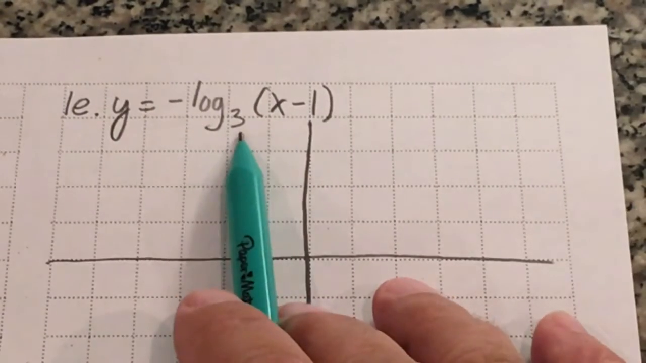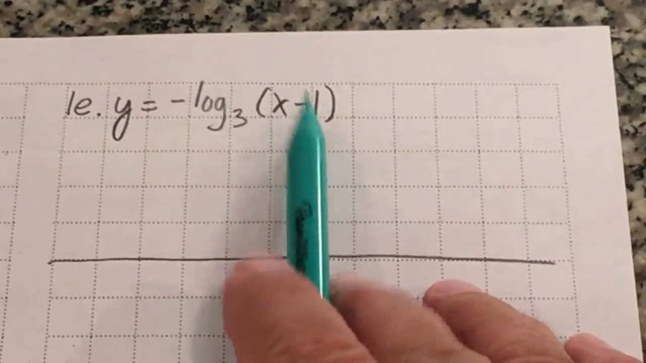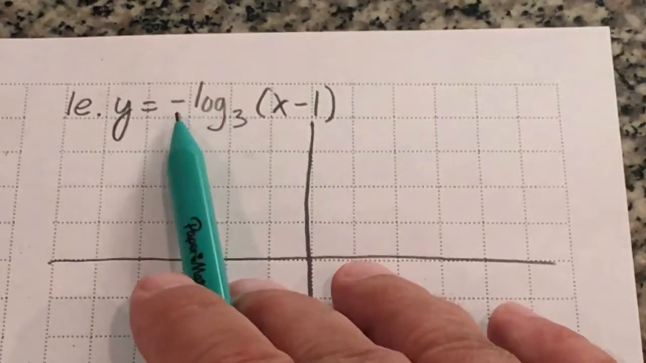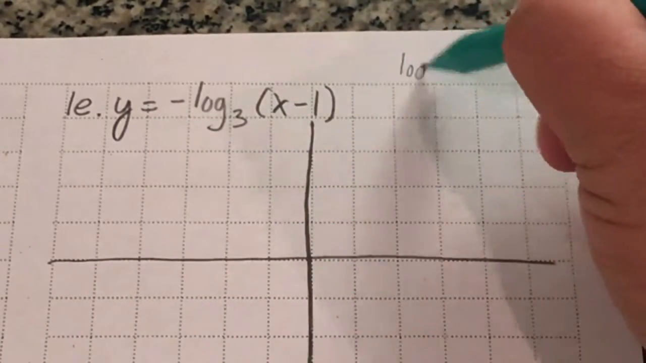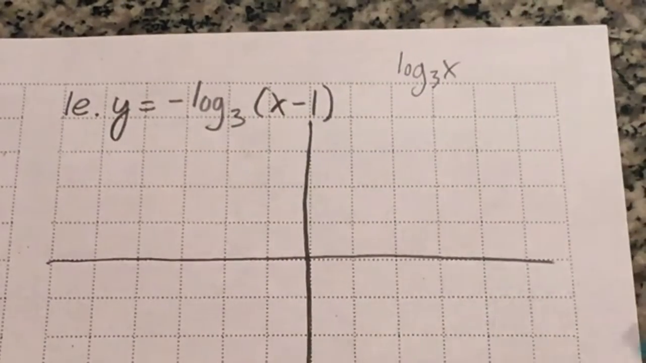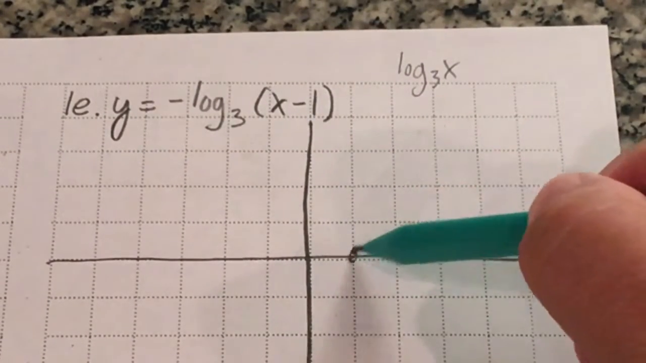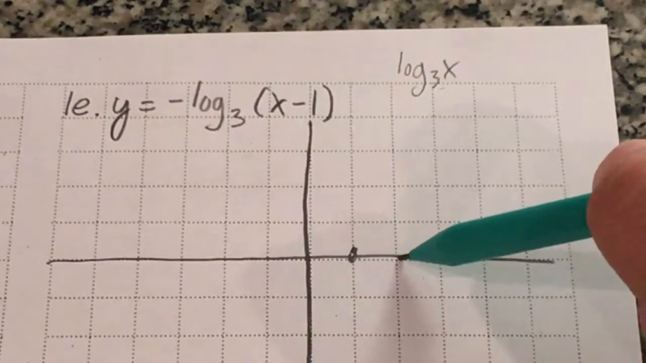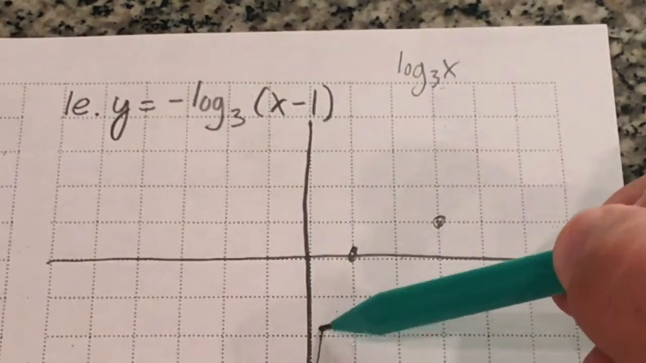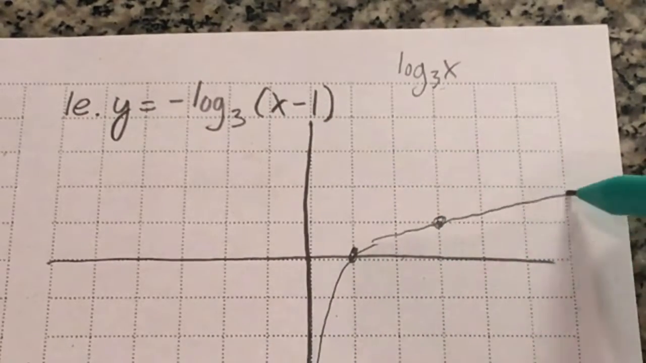What we have is a log base 3 of x minus 1. That's going to be a horizontal shift of right 1. And that's going to be a reflection over the x-axis. But I want to graph the original log base 3 of x. To graph that, the normal log graph goes through 1, 0. And then because it is 3, it goes through 1, 2, 3, 1. It would have a vertical asymptote of x equals 0. And then go through those 2 points.